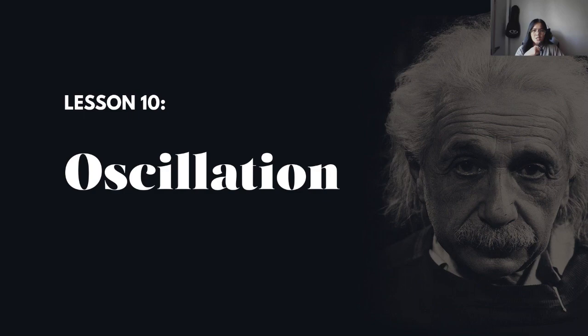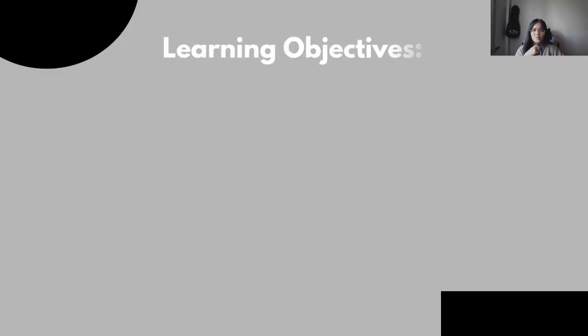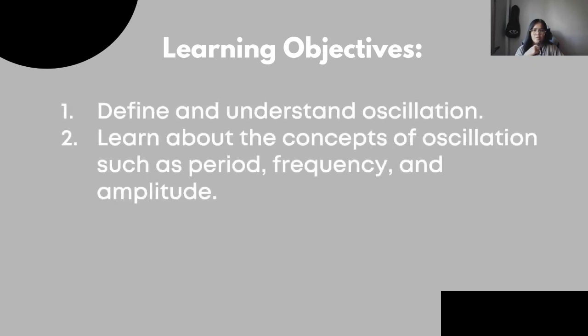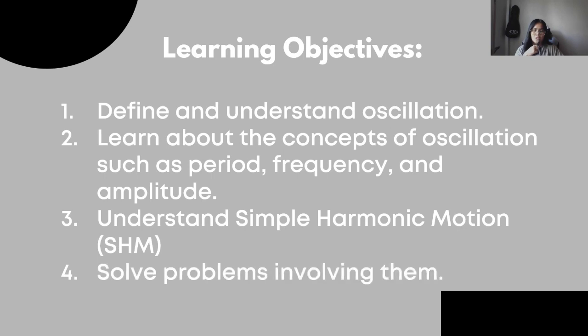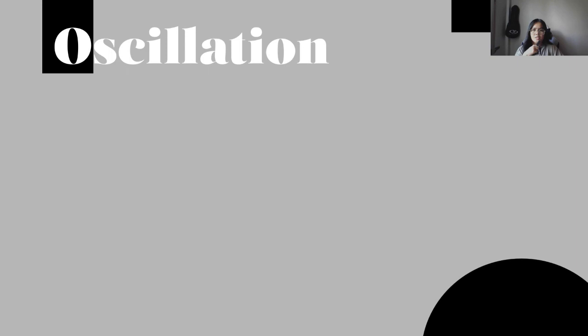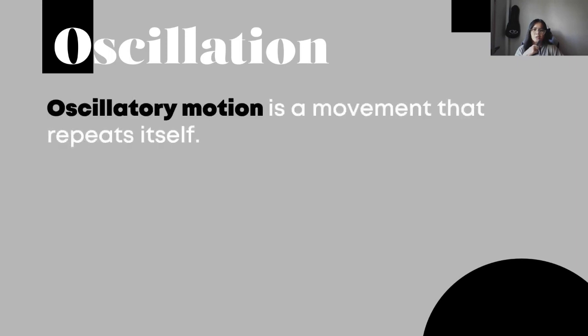Okay? So, we have lesson 10, Oscillation. For our learning objectives, we are to define and understand oscillation, learn about the concepts of oscillation such as period, frequency, and amplitude, and understand simple harmonic motion, and solve problems involving them. So first, we have oscillation.